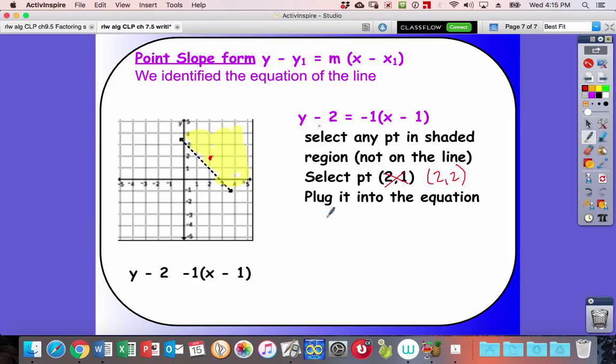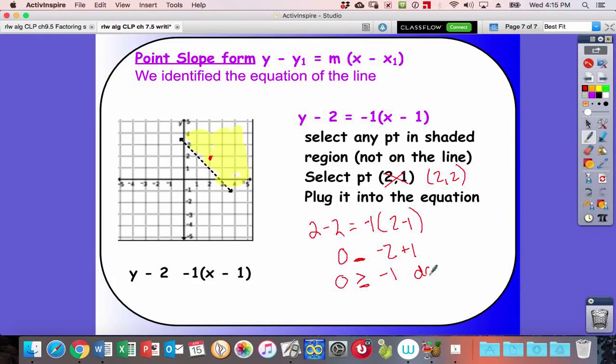I'm going to plug it in up here. So y is 2: 2 minus 2 is equal to negative 1 times 2 minus 1. I plugged in (2, 2), x is 2, y is 2. I get 0 here, and I don't know what my inequality is going to be yet. Negative 1 times 2 is negative 2, and negative 1 times negative 1 is a positive 1. I got 0 on this side. I'm pretty sure 0 is greater than negative 1.